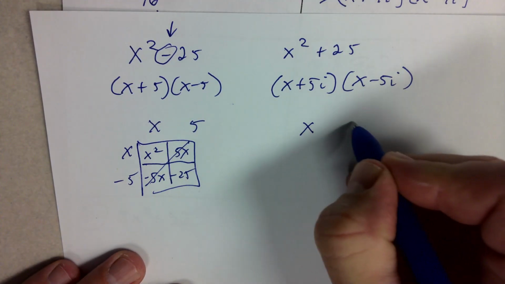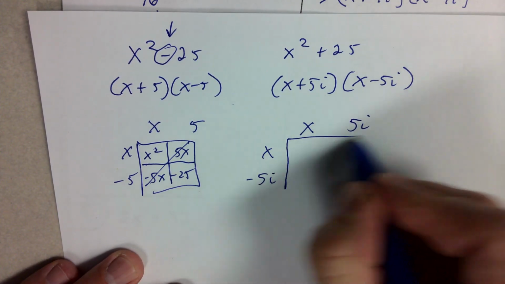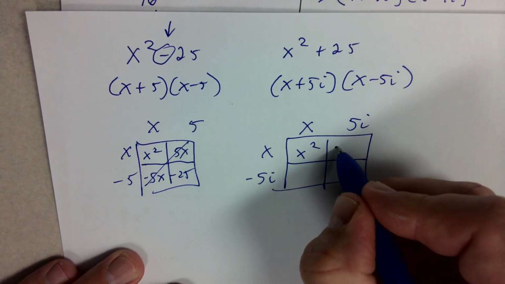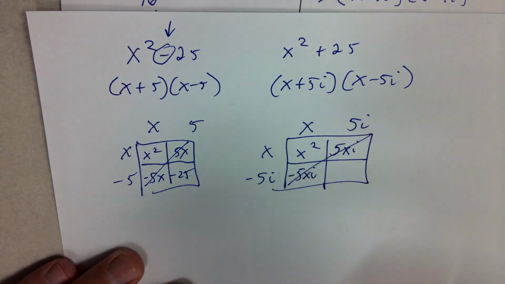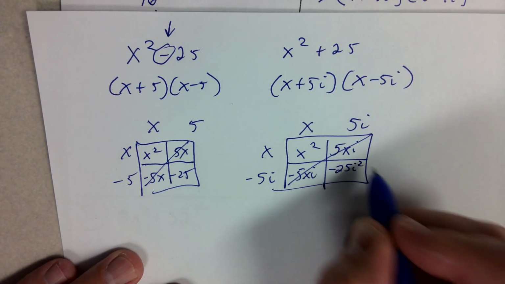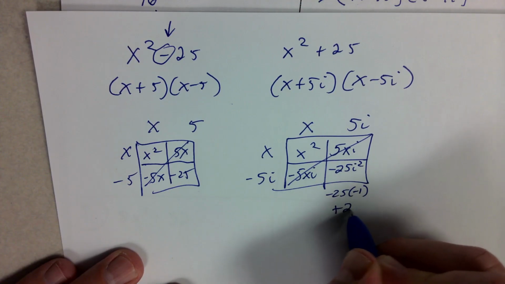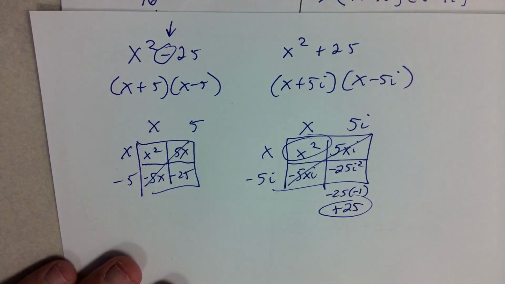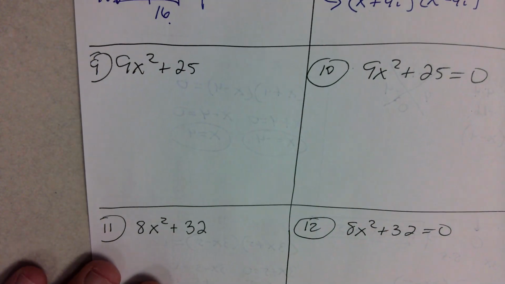Here's an x, a 5i, x, negative 5i. For us to be able to work this, this is x squared. I know this looks crazy, 5xi, negative 5xi, those cancel, okay? And I get a negative 25i squared. That's negative 25 times negative 1, positive 25. Okay? Okay, let's go down to number 9.